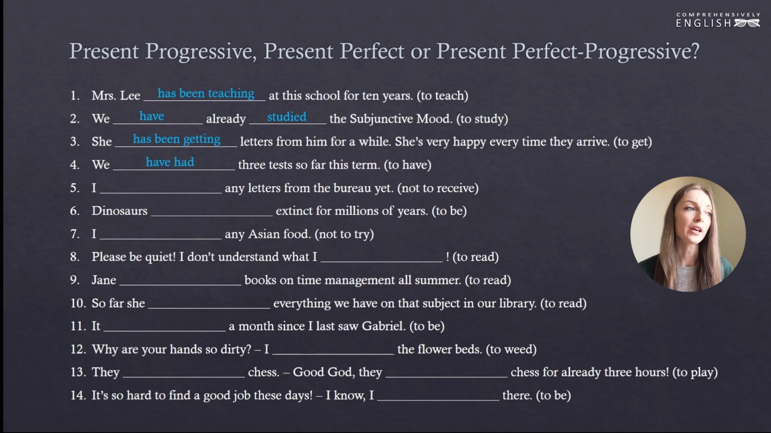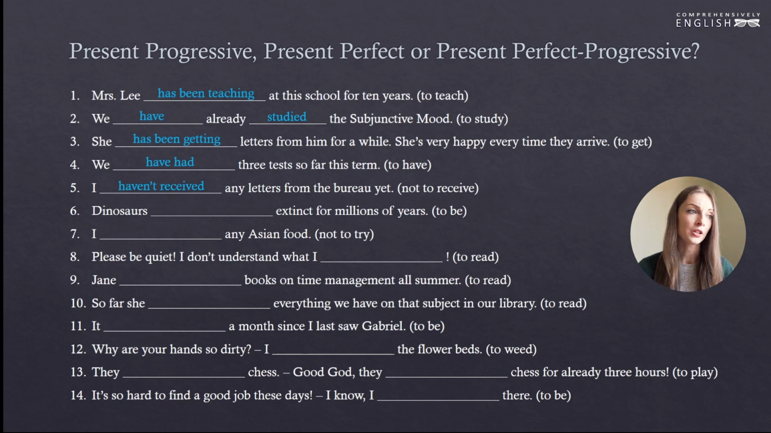Number 4, we have had 3 tests so far this term. This term is not finished yet, and we will probably have some more. Number 5, I haven't received any letters from the bureau yet. Yet is one of the markers of the present perfect tense, and it shows us that the period of time we are talking about is still going on. I haven't received any letters yet, but maybe I will soon.